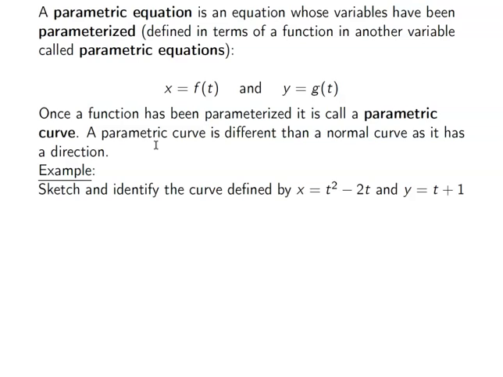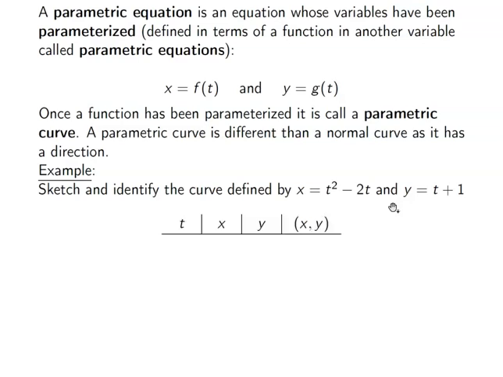So for example, let's sketch and identify the curve that is defined by x equals t squared minus 2t and y equals t plus 1. So x changes over time and y changes over time, just like in a regular function. So x is defined by a function of time and y is defined by a function of time as well. So what we're going to do is look at what happens as time moves on. We'll plug in different values of t, get a table, and start to plot those points on a graph. Here we're moving rather slowly.